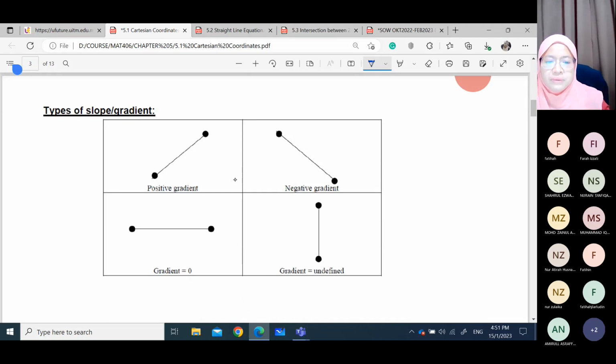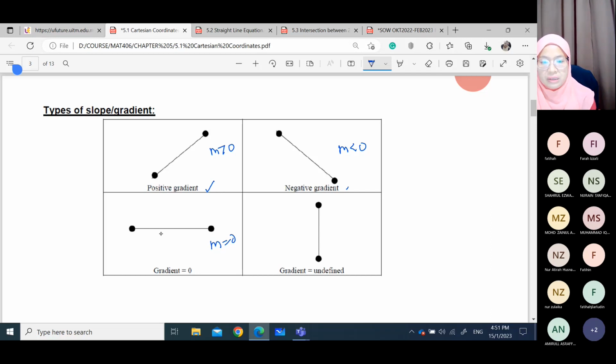Alright, so next type of slope or gradient. So we have four types. The first one is a positive gradient. Positive gradient maksudnya m is greater than 0. Okay, so m is greater than 0. And we have negative gradient. So negative gradient adalah m is less than 0. Okay, and we have a gradient equal to 0. So which is m equivalent with 0. So kita panggil gradient 0 yang ini.